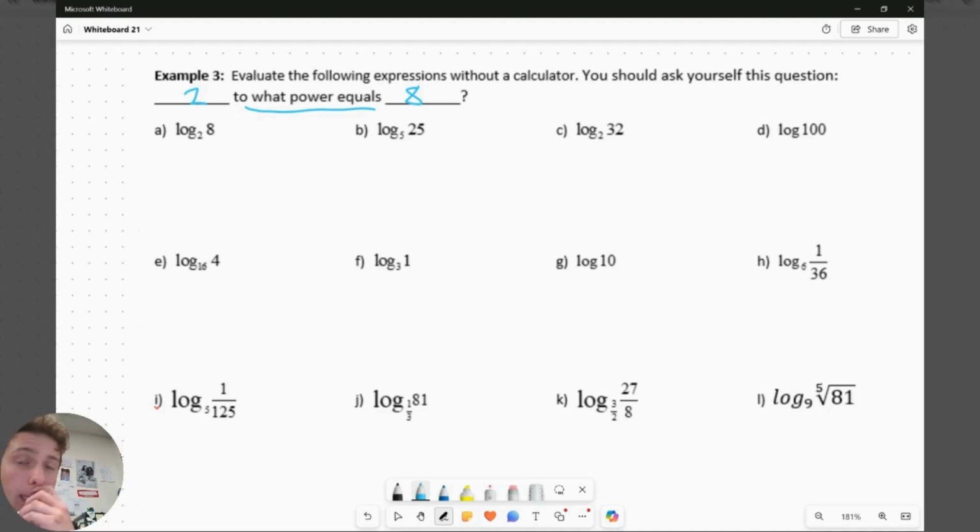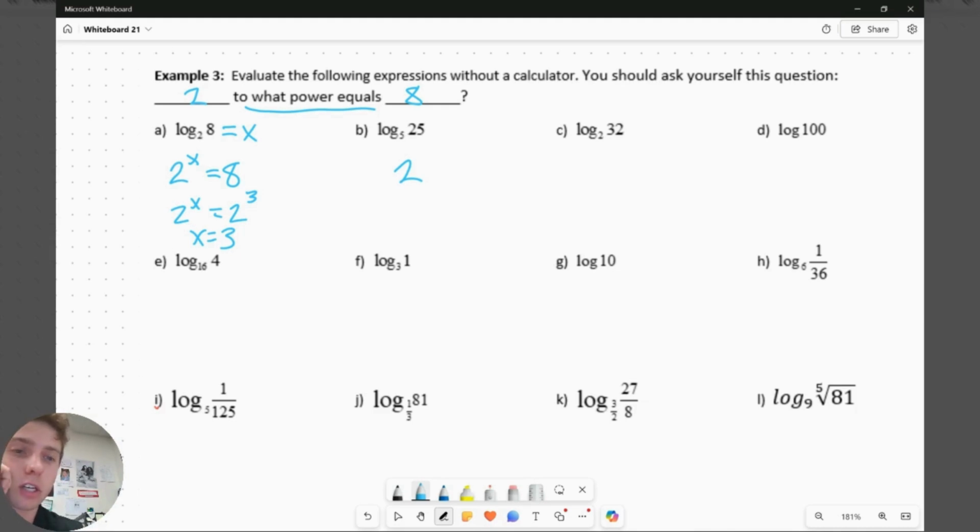The reason it's asking you is if I were to change its form here, maybe I say this is equal to x. If I were to change its form, it would be 2 to the x equals 8. That is 2 to some power equals 8. What I know is 8 is the same thing as 2 to the third. So that just tells me that x must be 3. If I look at b, 5 to what power is 25? Well, 5 to the second is 25.